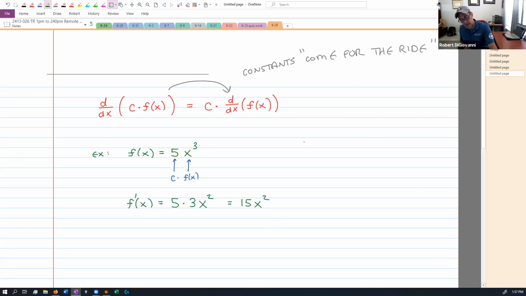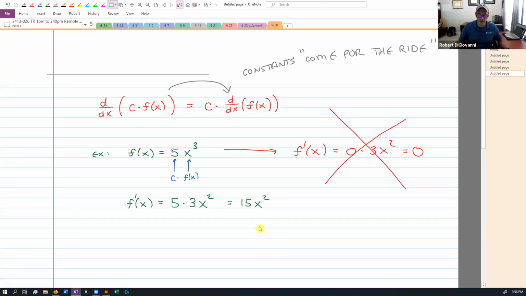Do not do this, okay? Do not say that the derivative of this is 0 times 3x squared, so your answer is 0. Because what you're doing there is you are making up your own rules. You are saying that when you multiply two things together, you can take the derivative of each one separately. Nope, you cannot. You're not allowed to, all right? But if this is a constant, then nothing happens to it and it comes for the ride. I'm not going to prove it to you, but again, I have a proof of that.